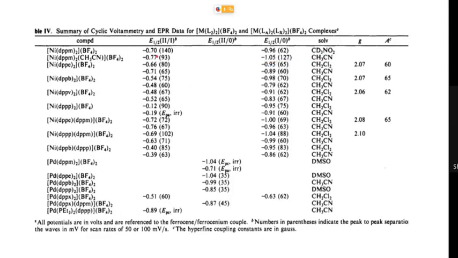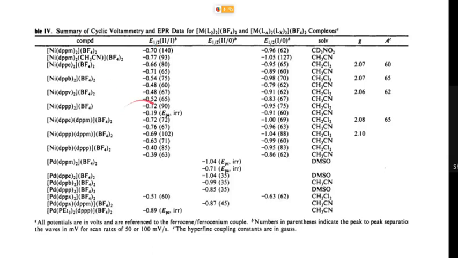Now, in this data, we will focus on the half-wave potential of the nickel 2 / nickel 1 couple. So here again we can see that as the bite size increases, the half-wave potential becomes more and more positive. So this is again a clear indication that as the bite size increases, the stability of nickel 1 complexes also increases.